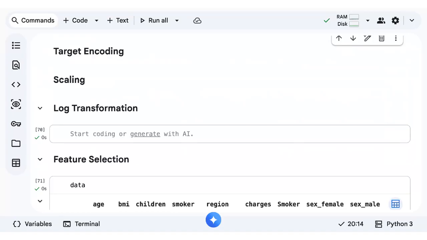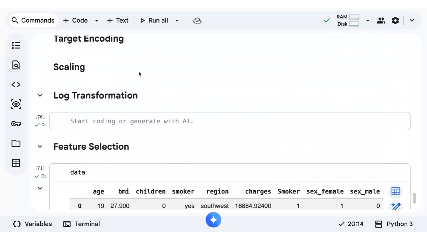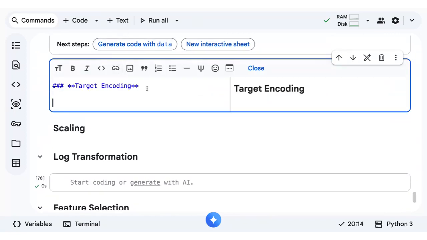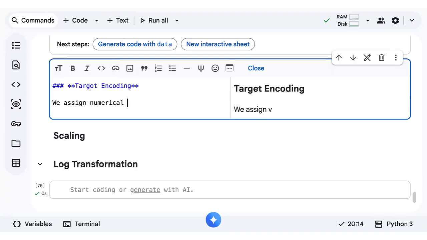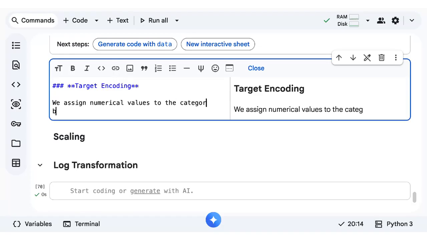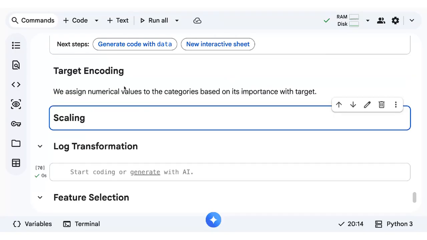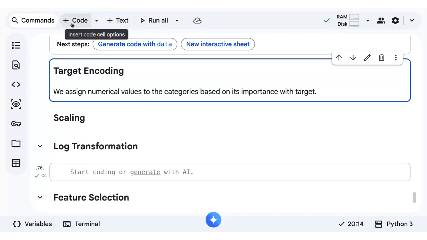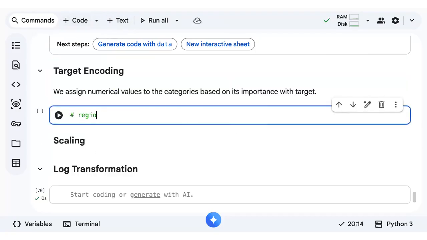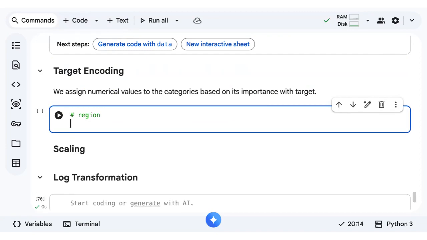See, in this case, we assign numerical values to the categories based on their importance with the target. So in our case, coming to region, we'll see in which region the insurance charges are high, and accordingly we'll do the manual mapping.